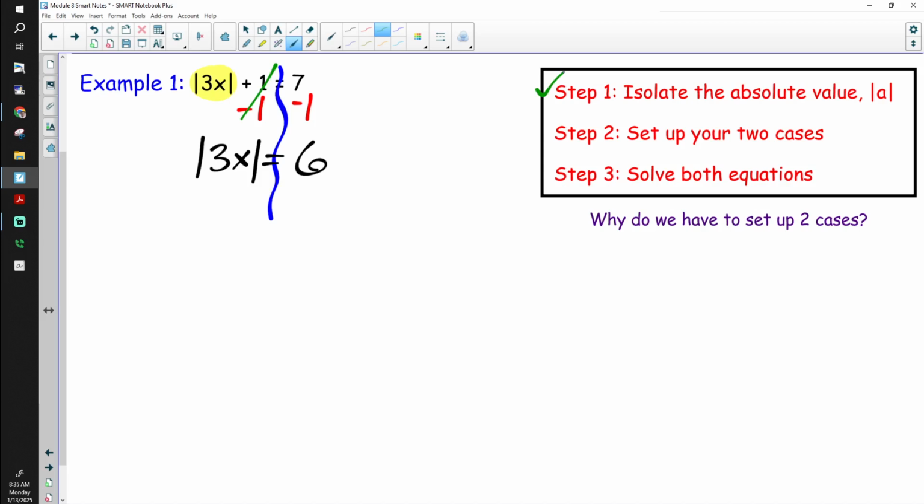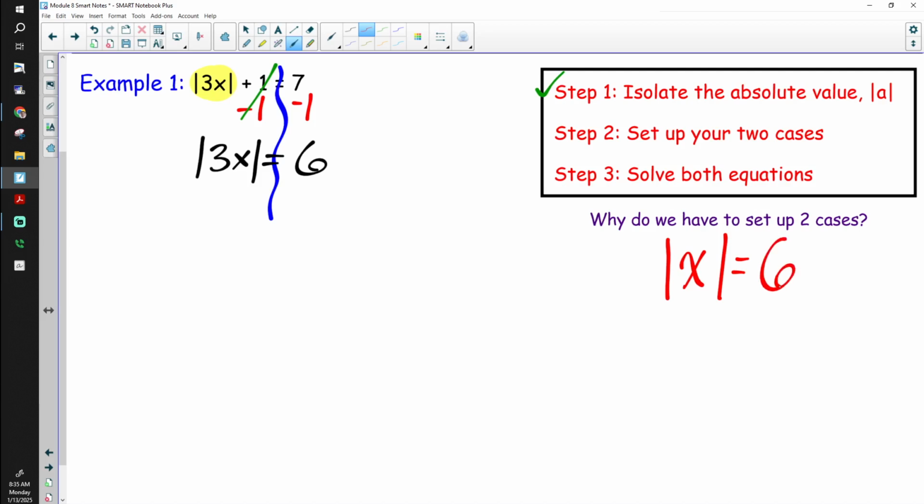So a good way to understand why we're about to do this, because we're about to set up two different mini equations to solve, is that absolute values actually have two solutions. There's always going to be two solutions. We're used to only having one. The reason there's two is, we're going to take a little side quest. Off to the side, let's write down the absolute value of x equals 6.